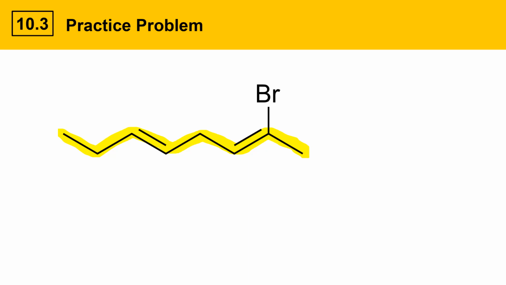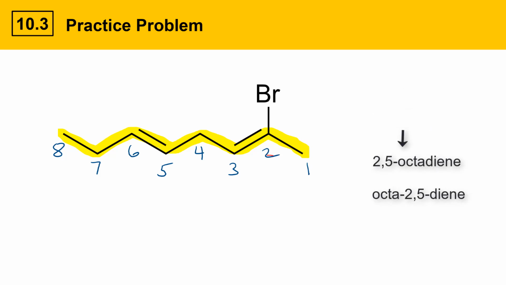Then we can number this chain from the end closest to the first double bond, and if we start on the left, the first double bond gets a 2, and the second double bond gets a 5. The root name for this molecule then would be octane, but since it contains 2 double bonds, it would be an octadiene. The double bonds are located in the 2 position and the 5 position, so it would be a 2,5-octadiene, or under the newer rules, octa-2,5-diene.